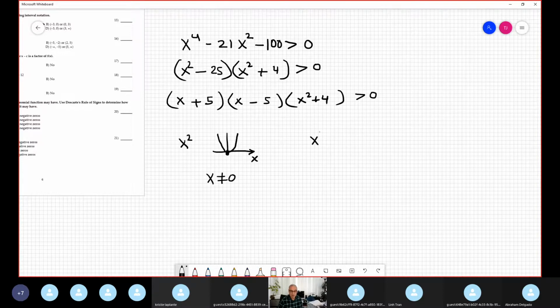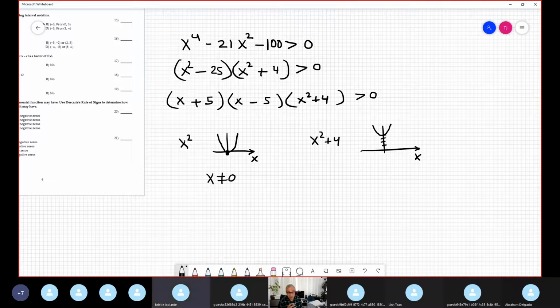However, what happened with this factor? Now, this factor is also a parabola, but we have 4, and 4 represents a vertical shift, 4 units up. So 1, 2, 3, 4. You see that this expression is always positive, never 0. Therefore, in this case, you can totally delete. Do you understand this or no?